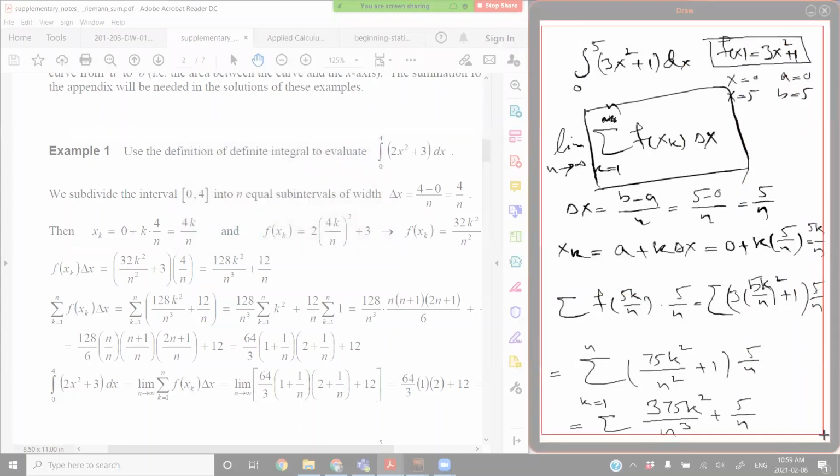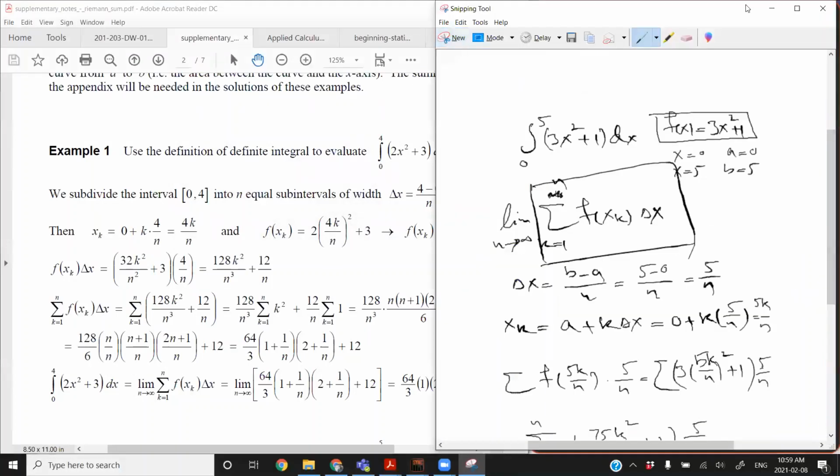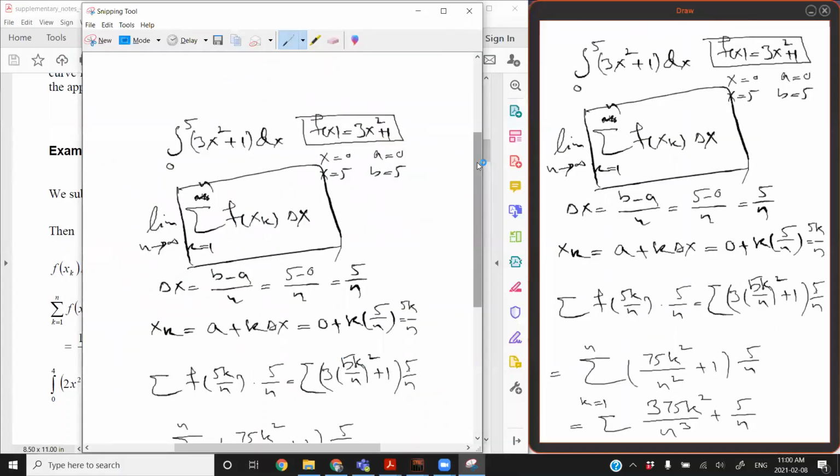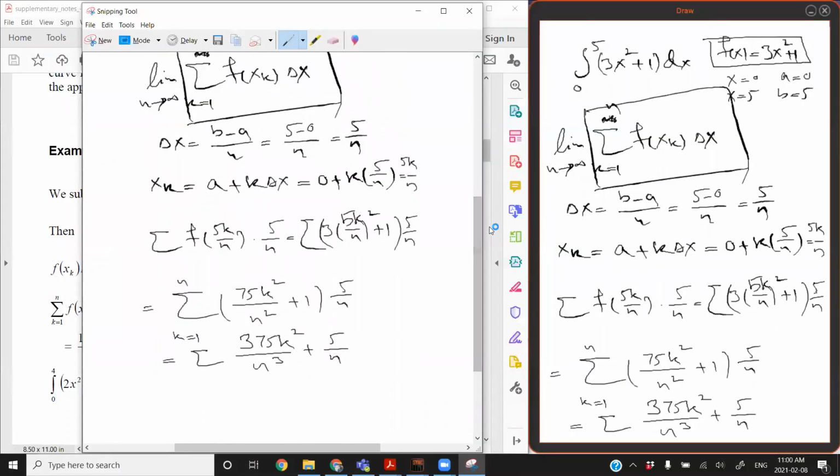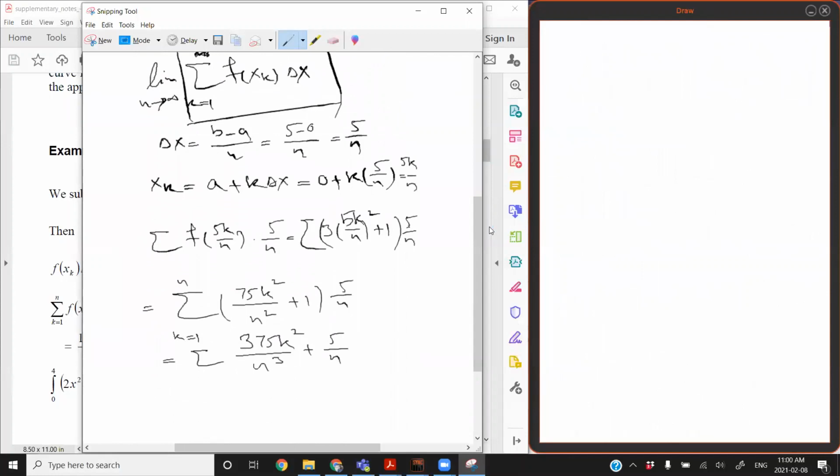Any questions so far? So from here on is using the properties of sum. So that sum is going to be 375 over n cubed sigma k squared plus 5 over n sigma 1.